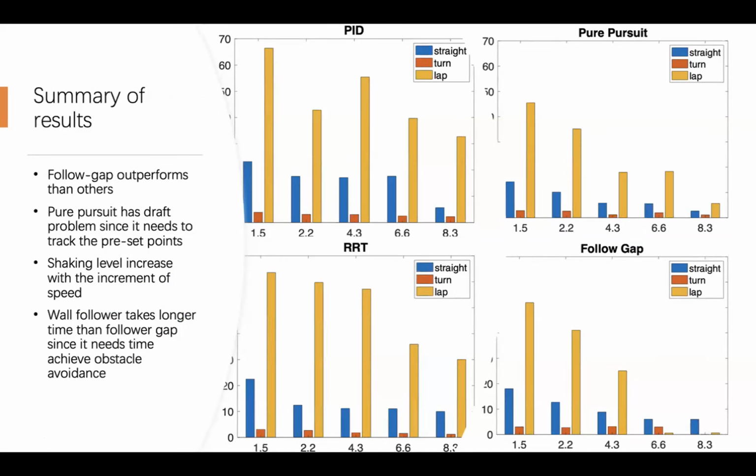Those bars represent the time to finish the whole section. For example, for straight, how much time it consumes, for turn, for lap. The x-axis represents the different velocities, 1.5 meters per second, 2.2 meters per second. We can see pure pursuit has drift problems tracking the preset point, and the shaking level increases with the increment of the speed. And the wall follower takes longer than follow gap because it needs to achieve obstacle avoidance, so it needs much more time there.